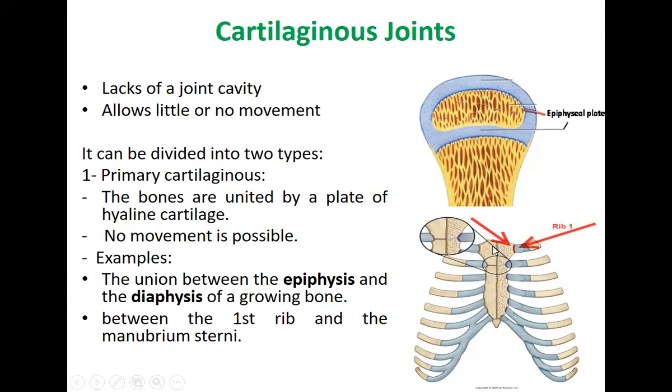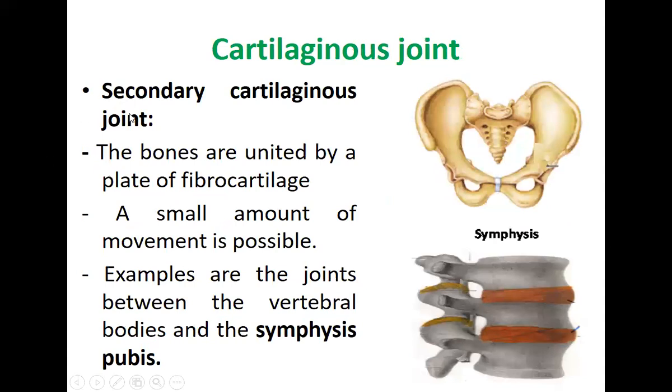This is called the costal cartilage. This type of joint is called the cartilaginous joint. This is the primary cartilaginous joint. Then there is the second type, the secondary cartilaginous joint. Where do you see this?